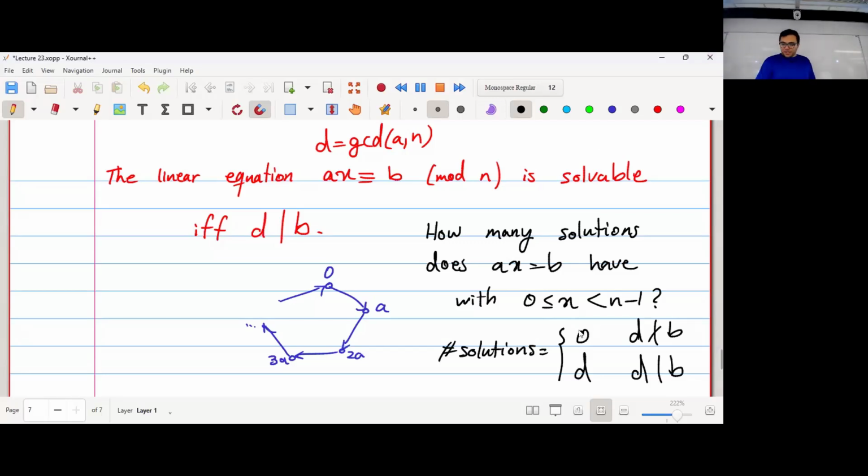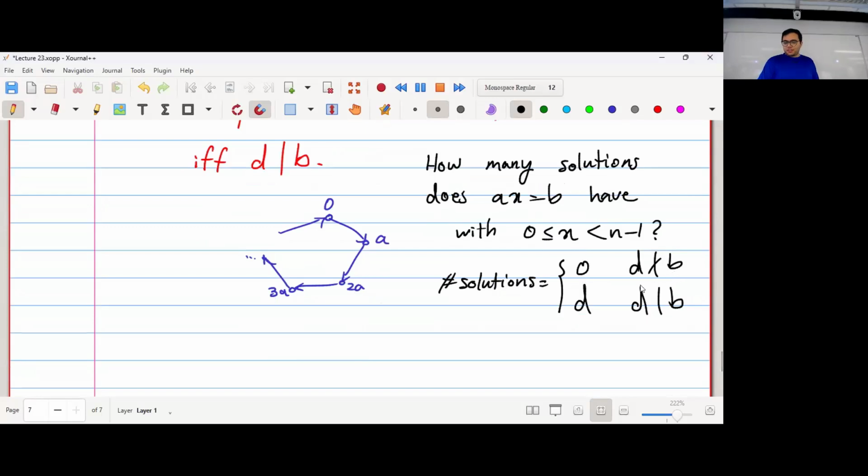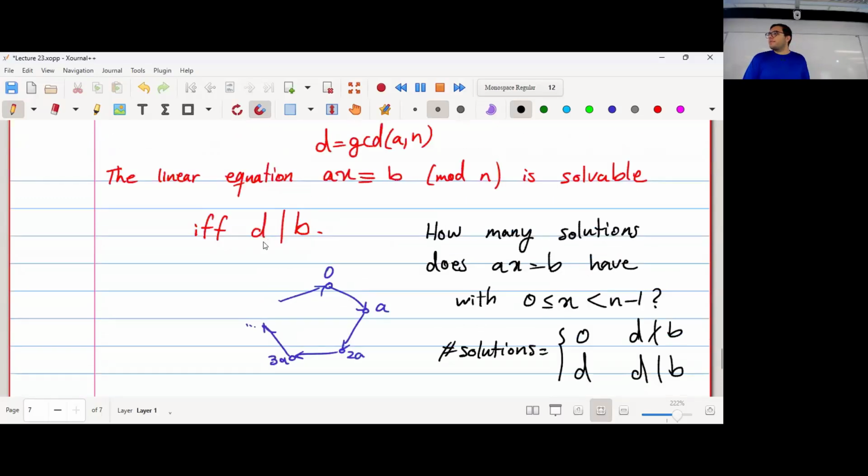So we've shown that it's 0 if D is not a divisor of B, and there is at least one solution if D is a divisor of B. But why do I have exactly D solutions? It's again talking about the size of this cycle, right? So this cycle contains all the multiples of D. It doesn't contain them in the normal order because it's actually all multiples of A, right? So it's like A, 2A, 3A, and so on. But if I ignore the order, it contains all the multiples of D.